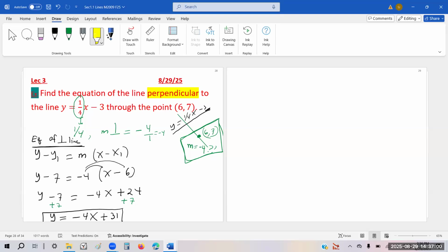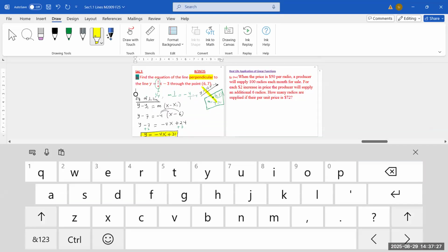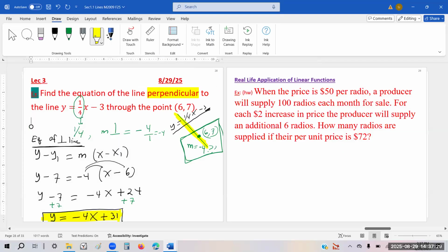So this is the equation of the line we are looking for. This perpendicular line has this equation: y equals negative 4x plus 31. And you can verify the line is decreasing, so its slope has to be negative, and we do have a negative slope. Okay. Any question? No? Comments, concerns? Nothing?